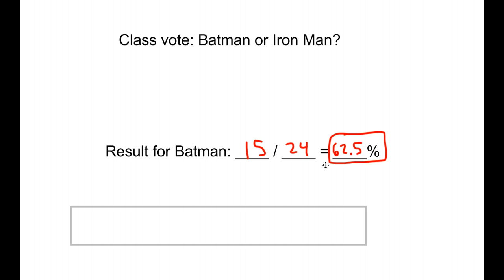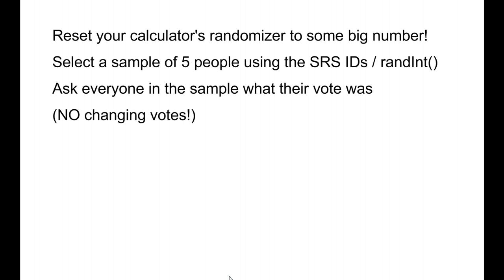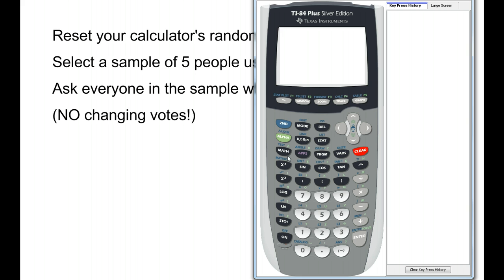But now we're going to play around and take smaller samples. So instead of asking all 24 of us, we're going to ask only 5 at a time and see what kind of interesting data we might get. So every student set their calculator to randomly generate a number that corresponded to each student so they could select a sample of 5 people.